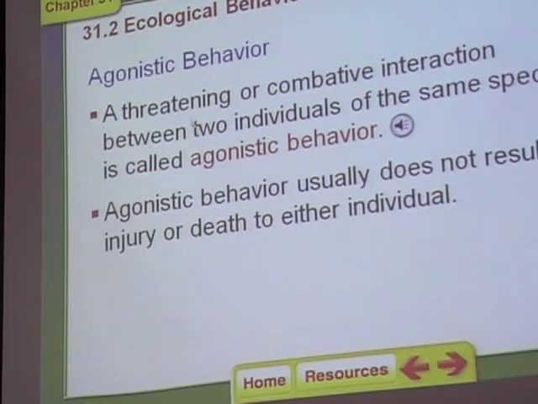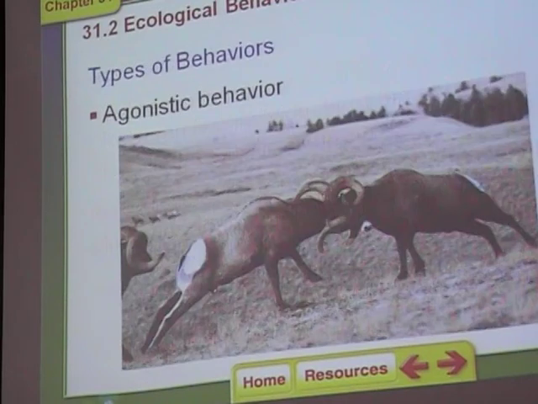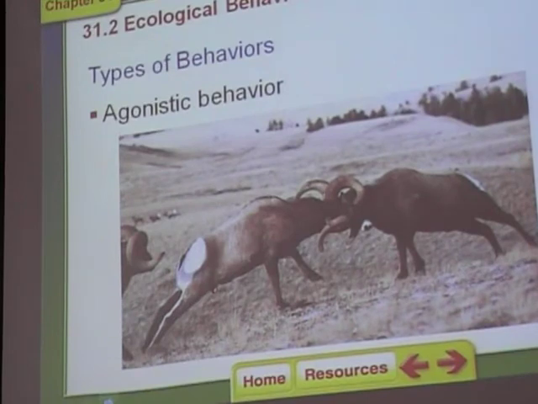All right. Agonistic behavior. The word agonistic means fighting. If two organisms are fighting with one another, that's agonistic behavior. Thank you, Bennett. And organisms will do this for various reasons. They'll do it over a mate. They'll do it over a food source. They'll do it to improve their level in a hierarchy, which we'll talk about in a minute.